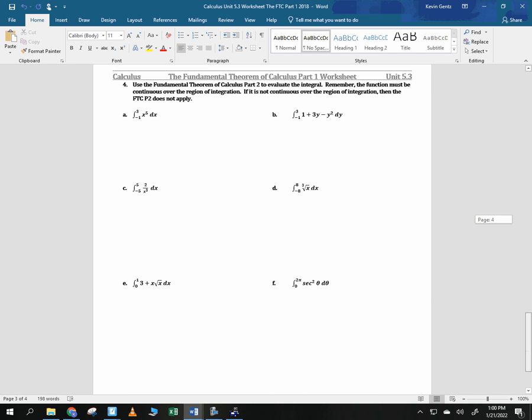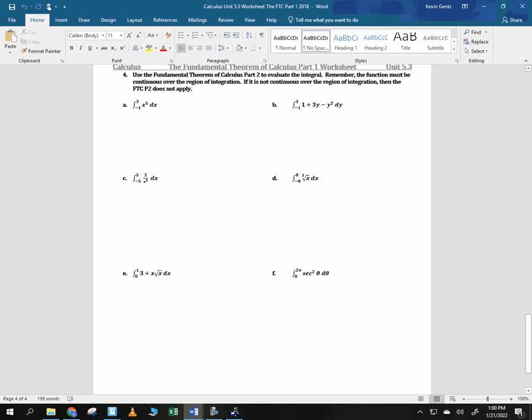And then back here on this side, it says, use the fundamental theorem of calculus part 2, which is what we opened with today with our checkpoint, okay, to evaluate the integral. Remember that the function must be continuous over the region of integration. If it is not continuous over the region of integration, then fundamental theorem of calculus part 2 does not apply.